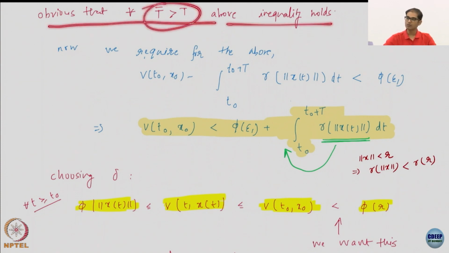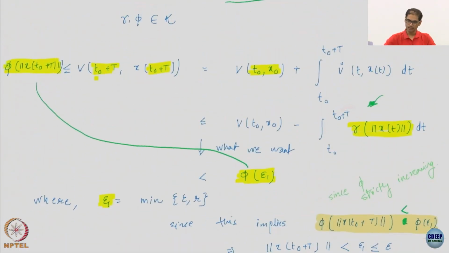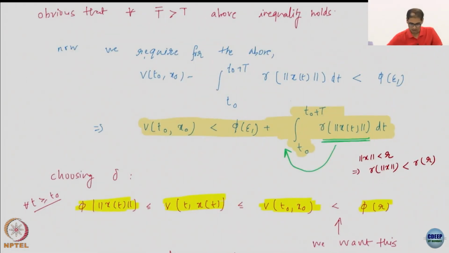Anyway, I have stated this again, but it should be obvious that for any T bar greater than T, this inequality has to hold. Why? If T bar is larger than T, again more positive contribution. So it is going smaller only, it is not going to go larger. If you take any time larger than the T you started with, you will get smaller values here. So this inequality is anyway getting maintained, in fact a strict inequality. Great. Like I said, this is what we need. I rewrite it in this form.